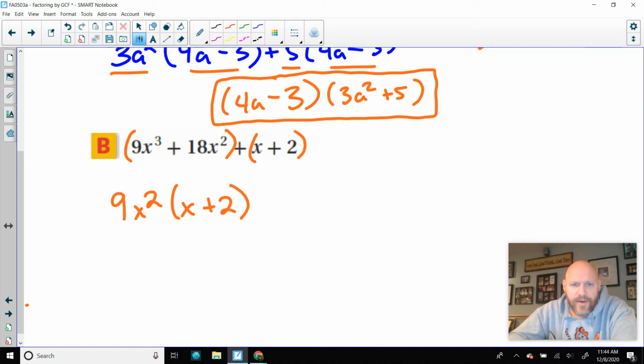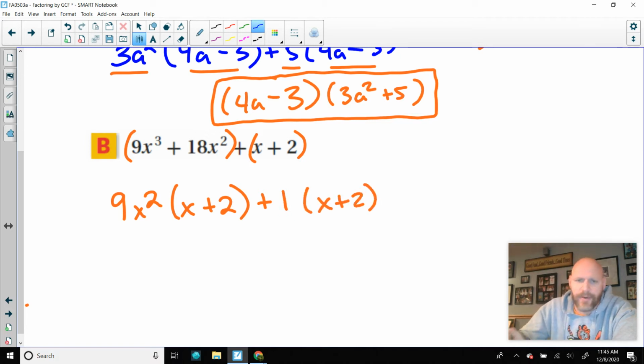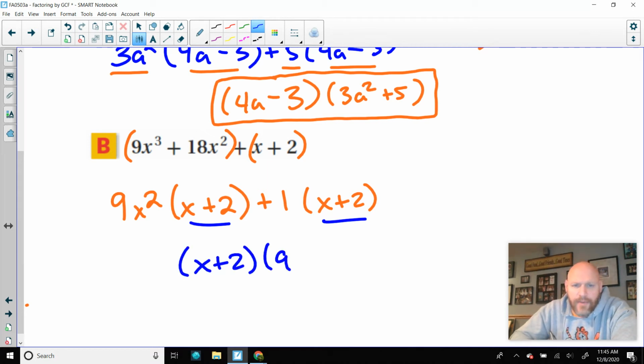plus 2 in there. Plus, what's the number out front that you don't see, but you know it's there? It's the number 1. And then we'll end up with another x plus 2. So this one's actually a little simpler because we didn't have to factor that back number. We just slapped a 1 in front. Now I've got the x plus 2 and the x plus 2. I factor those out front, and I end up with 9x squared plus 1. And that's the answer to this one.